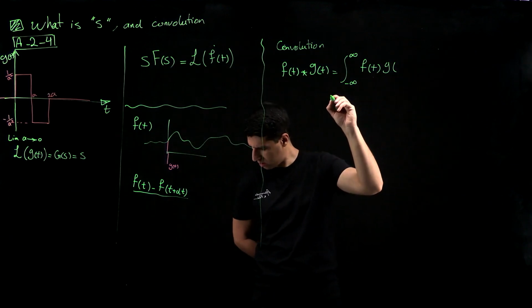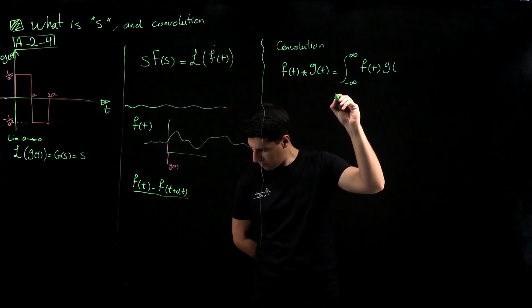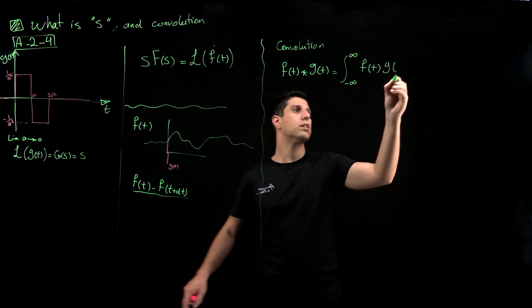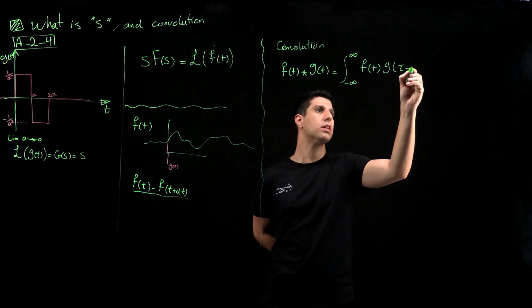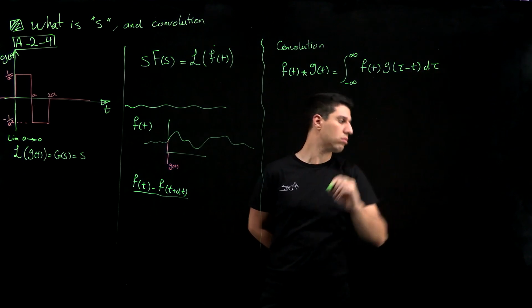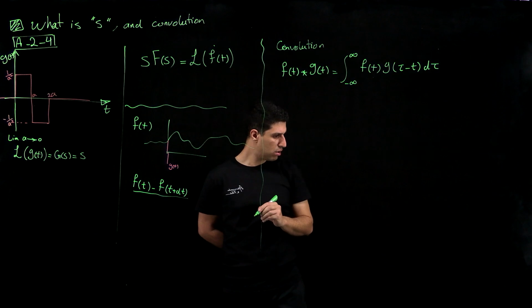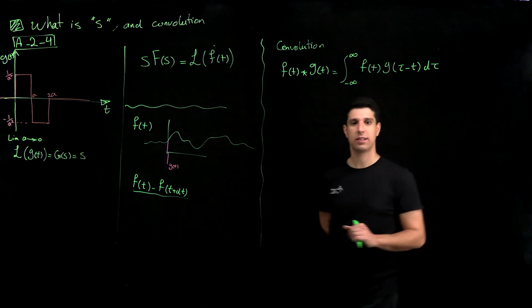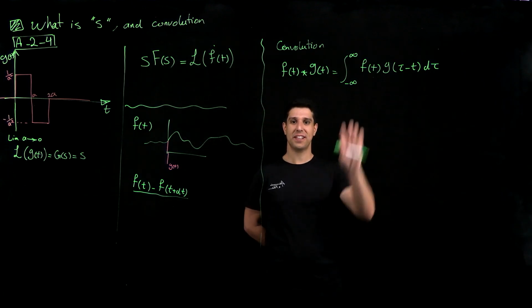F of... one of them should be which one? It should probably be tau minus t, d tau. Let me pause a little, double check. I'll be back. Okay, I checked, it's correct.